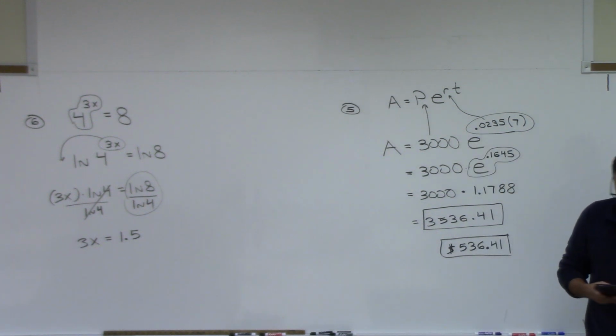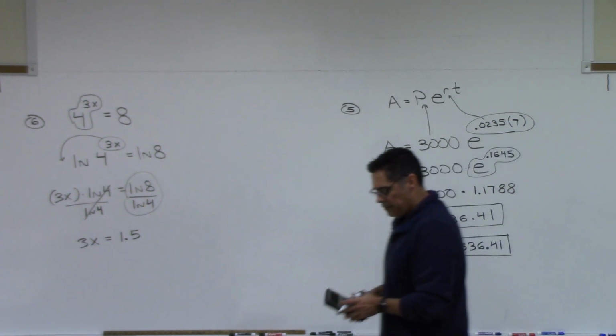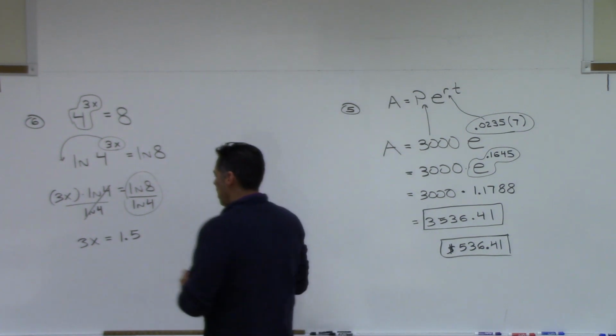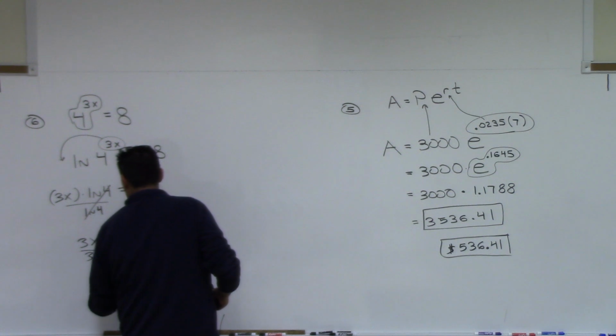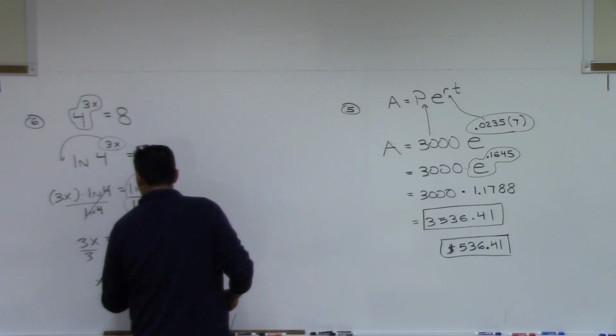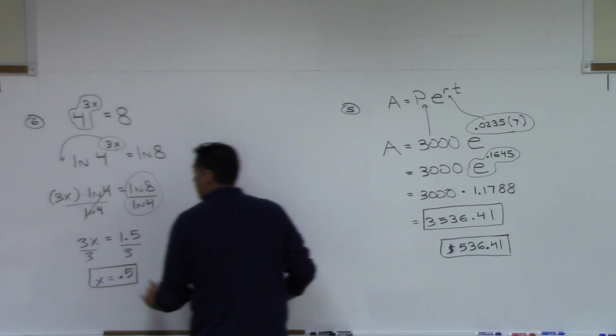And then what's the next step? Divide by 3. Right, now you can just divide this 3 out. And you get an answer for x. x is a half, 0.5. There we go, we're done.